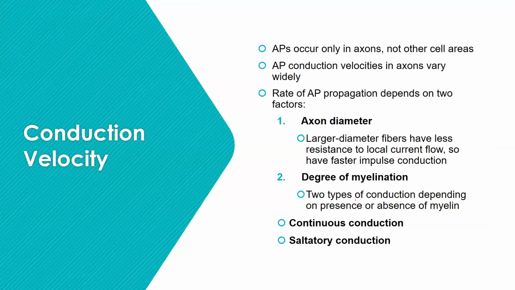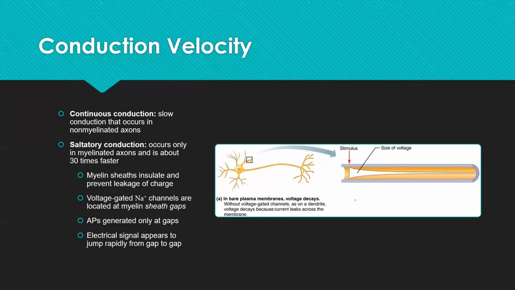The speed at which it goes varies based off of how myelinated it is and how big the axon is. The larger the fiber, the less resistance to local change, so the faster the impulse or action potential will be sent. So if it's a bigger nerve fiber, the action potential goes faster. If it's a smaller nerve fiber, the action potential goes slower. If it's more myelinated, the action potential goes faster. If it's less myelinated, the action potential goes slower. And you can have both combinations there.